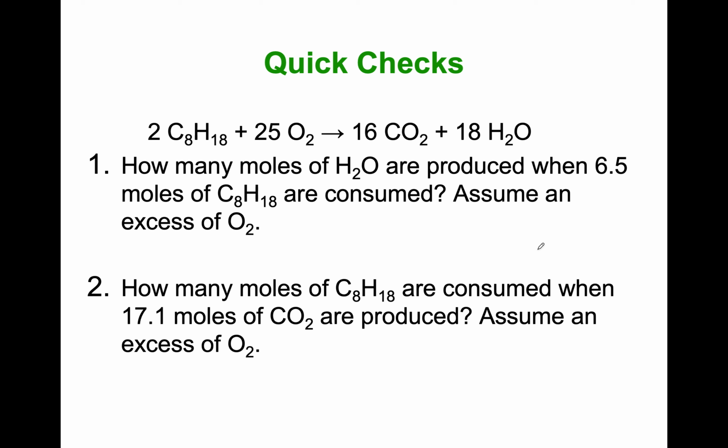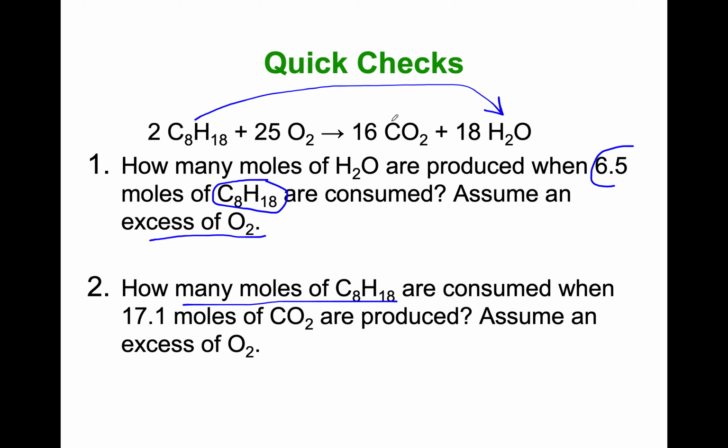So, quick mole-mole conversions. If you have 6.5 moles of octane, and you have excess O2, so this is not a limiting reactant problem, so it's basically going from moles of octane to how much water, okay? So we want to think about what we have and where we're going. How many moles of octane are consumed when 17.1 moles of CO2 are produced? So now this is going from CO2 to octane. So you can go reactant to product, product to reactant, reactant to reactant, product to product.